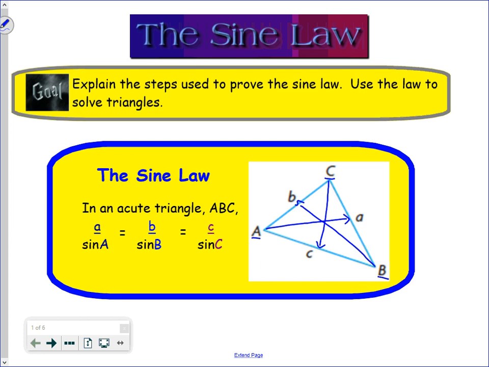So in the sine law, we have a proportion that we can set up. So we have side A over sine A, which is the same as side B over sine B, which is also the same as side C over sine C. For the sine law, we only need to use two of these at a time. We don't need to work with all three of them. We only want to work with two at a time.